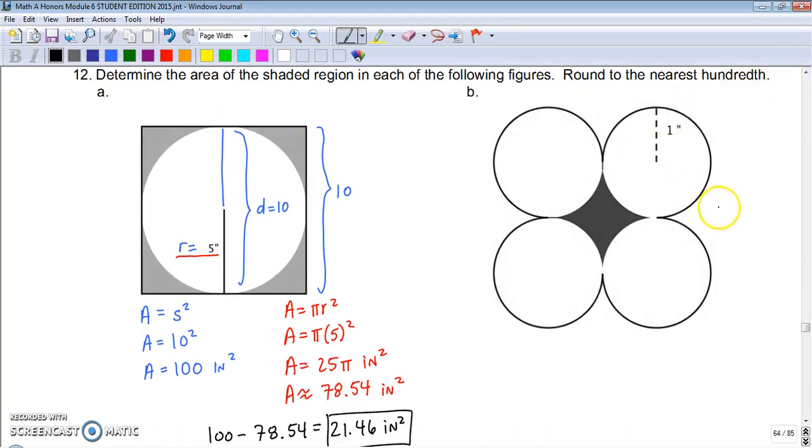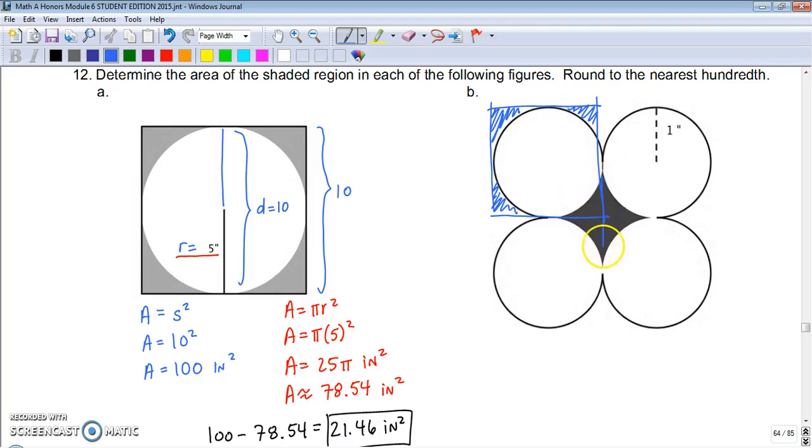Let's look at B. B has now 4 circles and a strange shaded region in the middle. It's lacking a square, but in fact, question A helps you answer question B. So if I consider one of these circles and think about it in terms of the question I just answered in A, there is essentially the outline of the square, and here are those shaded regions that I did on question A.